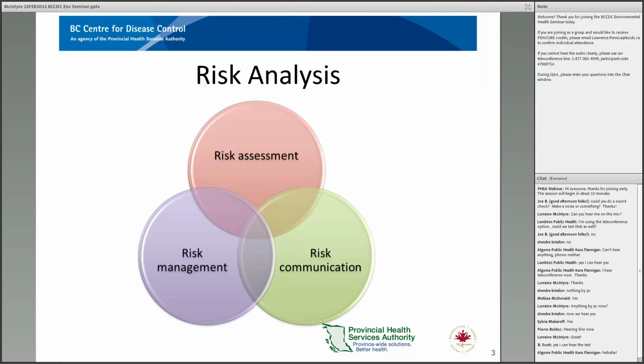So what is risk analysis? You've probably already seen this Venn diagram from the FAO. Risk analysis is defined as 3 broad areas: risk assessment, risk management, and risk communication. So most of the time today we're going to spend on risk assessment of food.